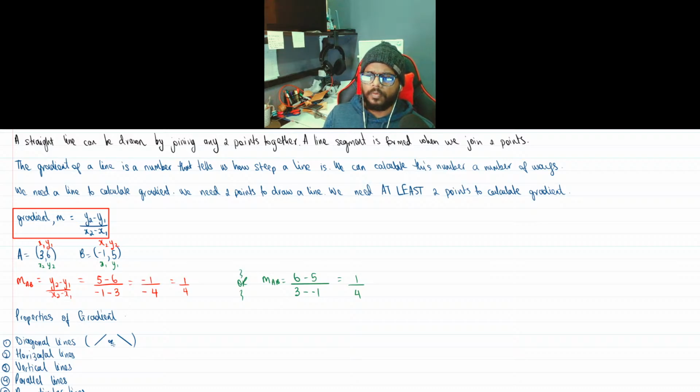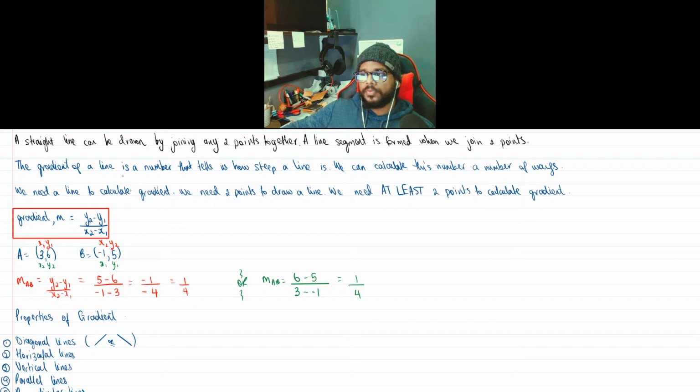The red labeling: y2 is 5, y1 is 6, x2 is minus 1, x1 is 3. So it's y2 minus y1 over x2 minus x1. 5 minus 6 is minus 1. Minus 1 minus 3 is minus 4. A minus and a minus will give us a plus, giving us a quarter.